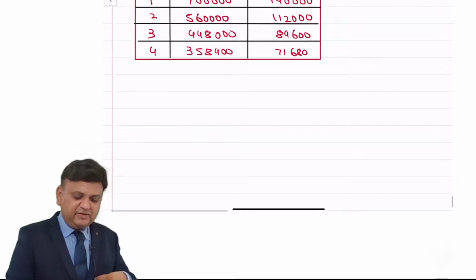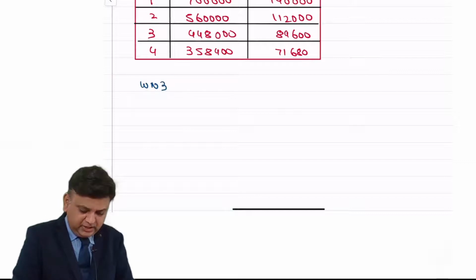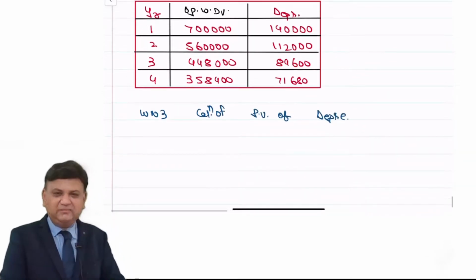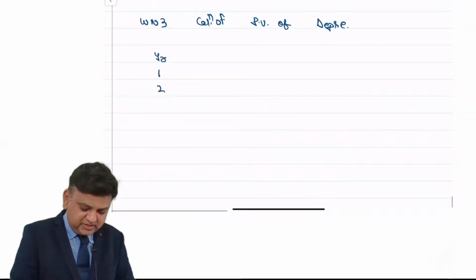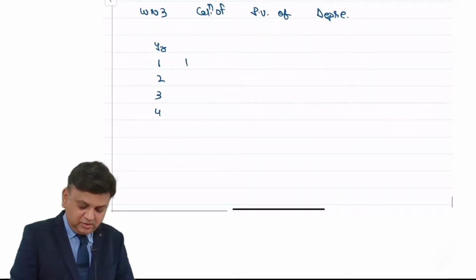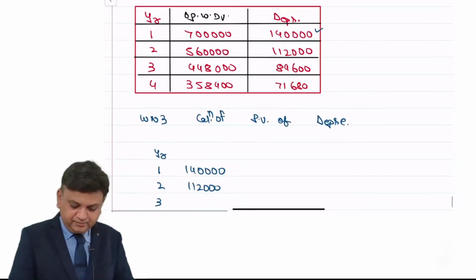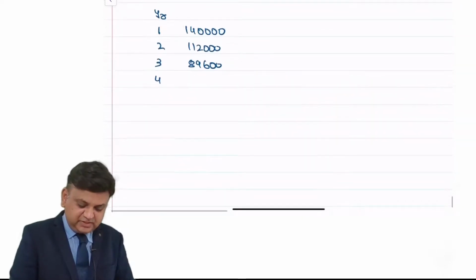Now friends, I am preparing one more working note. Why? I will explain that to you slightly later on. Working note number 3, calculation of present value of depreciation. Why are we doing it? Just 2 minutes, I'll explain that to you later on. First year, second year, third year and fourth year. This is the incremental depreciation: 1,40,000, 1,12,000, 89,600 and 71,680.